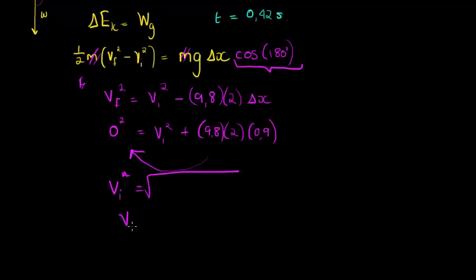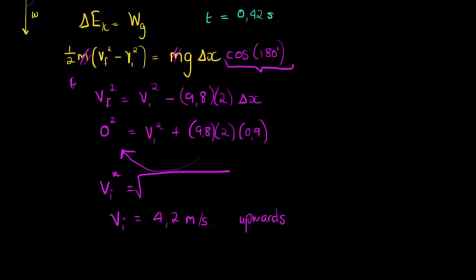So what do we get? Initial velocity, please? Exactly. Yeah. 4.2 exactly. Wow. Okay, so 4.2 meters per second, and direction is? Upwards. Upwards. Okay.